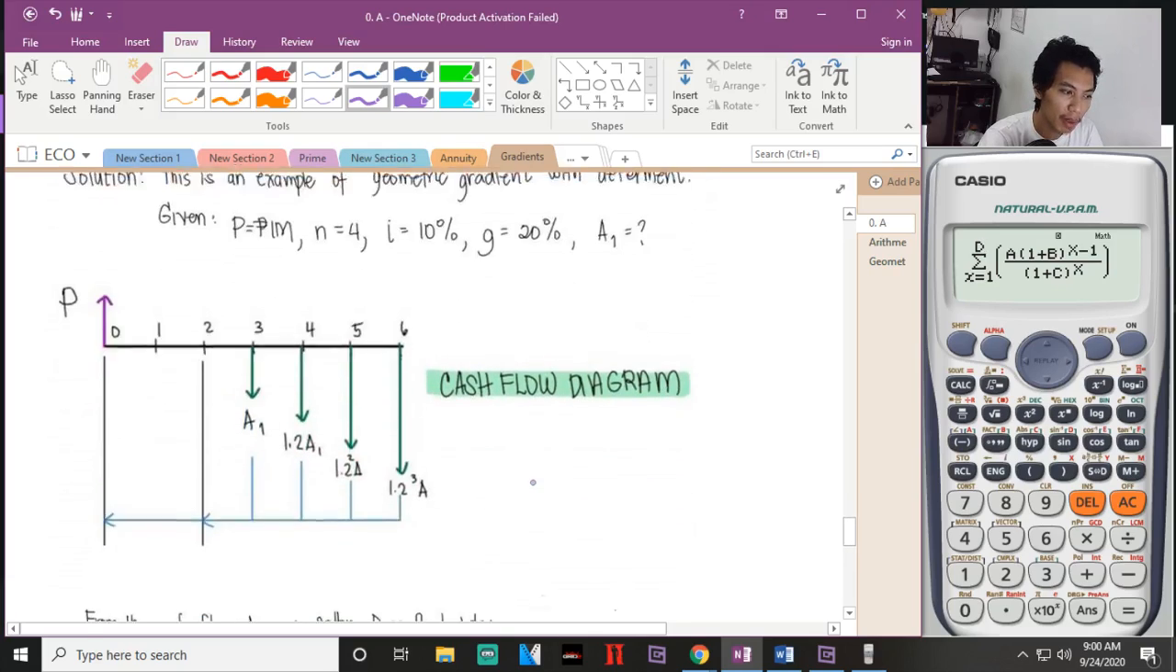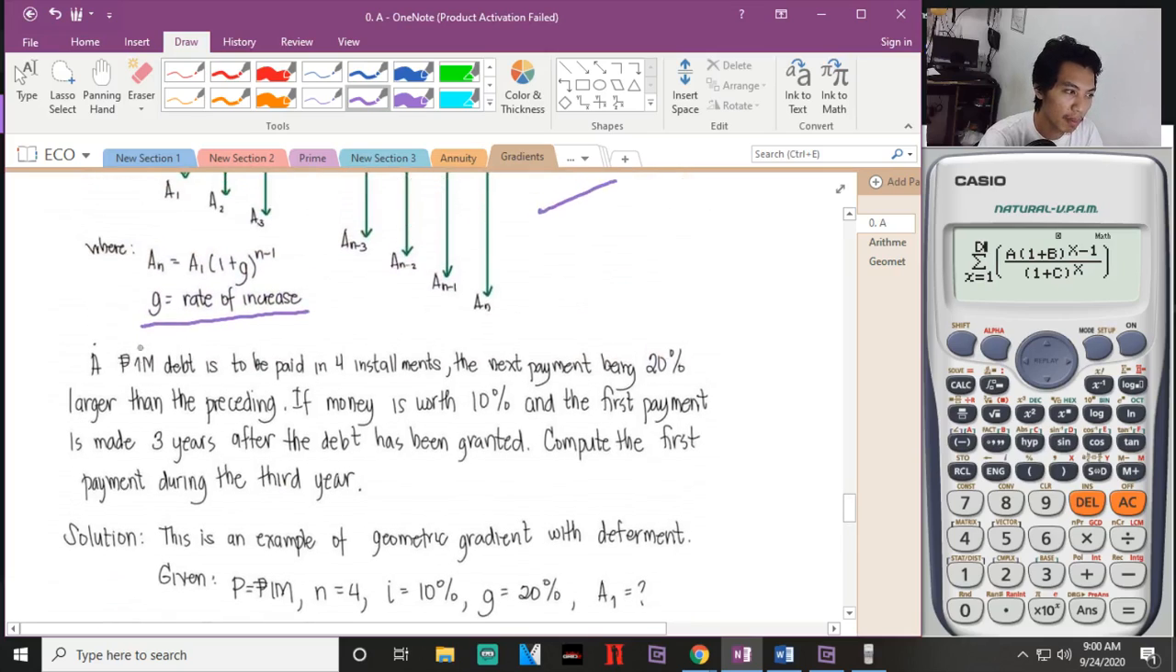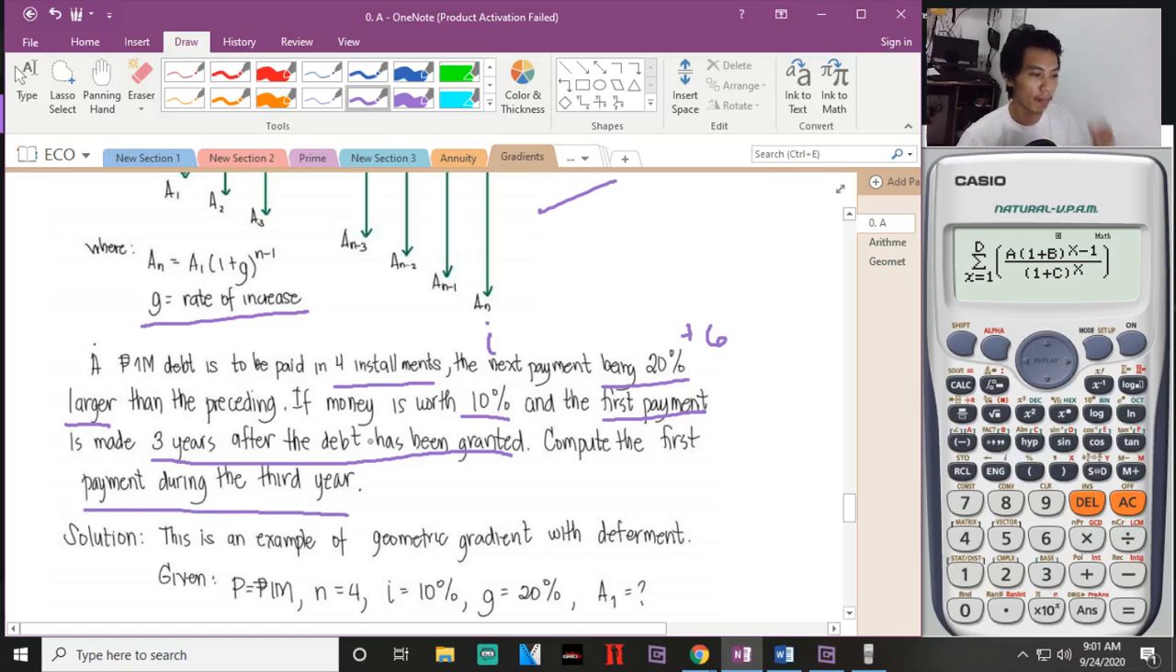Napakahirap hanapin. Ano ba hinahanap dito? A debt. Ito yung sample. A 1 million debt is to be paid in 4 installments. N is 4. The next payment being 20% larger. Ibig sabihin, the gradient is plus than the preceding. If the money is worth 10%, and the first payment is made 3 years after the debt has been granted. Compute the first payment during the third period.